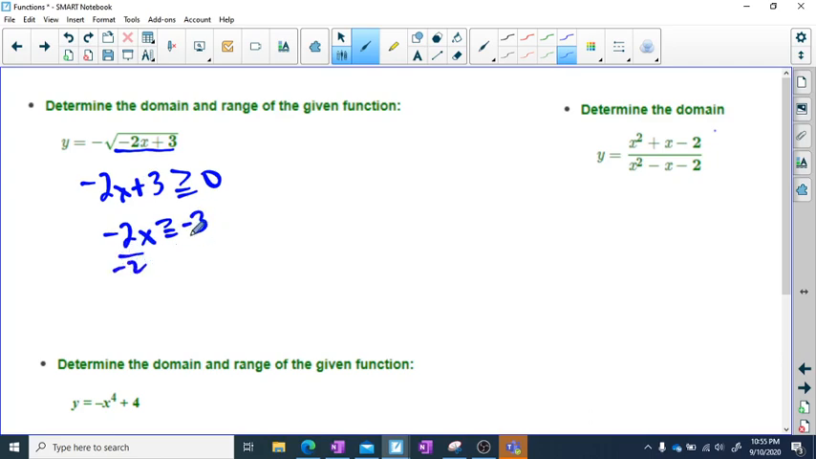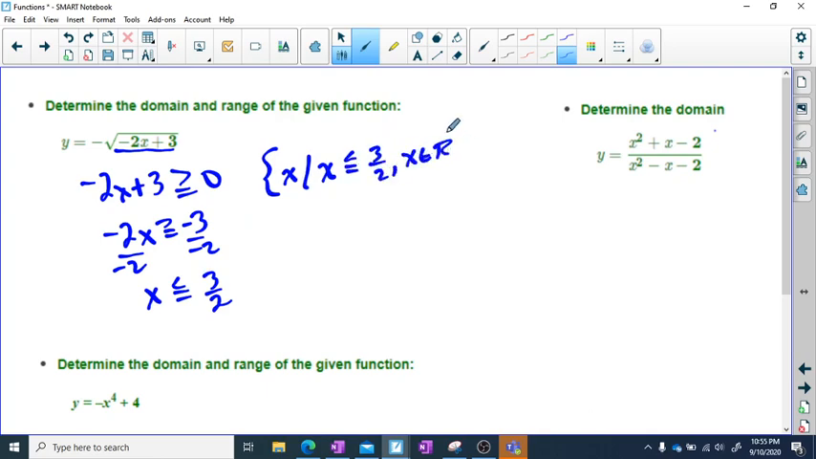Divide by -2. Now be careful here. This is an inequality, so when you divide by a negative, you must reverse that inequality to point the other direction. And that would be a positive 3 over 2. So in this question, x can be any number as long as it's smaller than or equal to 3 over 2. That would guarantee that I don't get a negative under there. You can have 0. You can take the square root of 0.